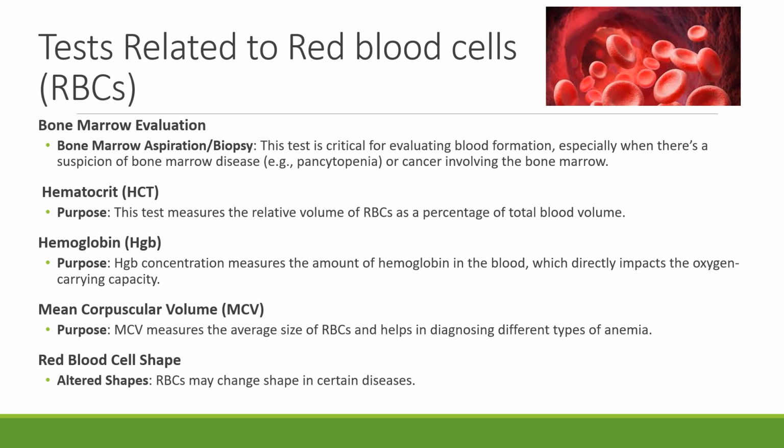Mean corpuscular volume, or MCV, measures the average size of red blood cells and helps in diagnosing different types of anemia. Elevated MCV indicates possible vitamin B12 or folic acid deficiency. A decreased MCV indicates possible iron deficiency anemia.